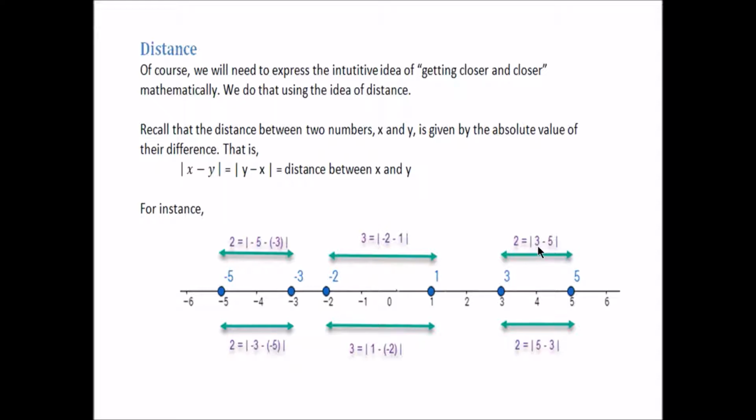The distance from 3 to 5 is the same as the distance from 5 to 3, and it's 2. The distance from 1 to negative 2, we just take one number and we subtract the other. So here we took negative 2, we subtracted 1. Here we took 1 and we subtracted negative 2. In both cases we get 3. And again, the distance from negative 5 to negative 3 is 2.